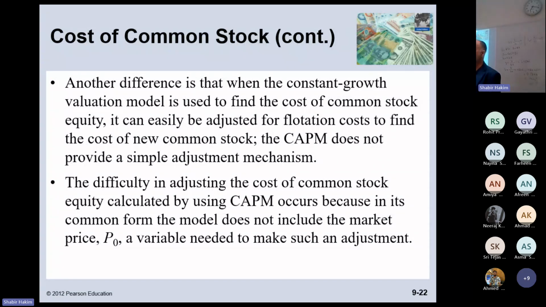So we cannot make any adjustments for the change in price or decrease in the proceeds from the sale of the securities when we consider issuance of new common stock or a new lot of shares. For the existing ones, say retained earnings, it doesn't matter. But in particular for the new issues, we have to consider the flotation cost. The GGM method is more appropriate for finding the cost of capital.